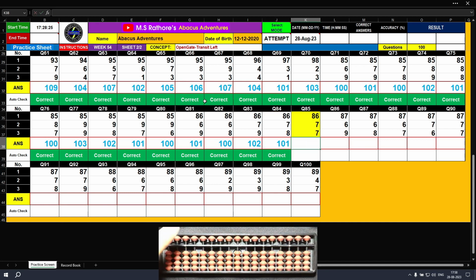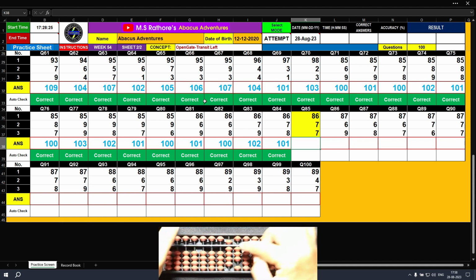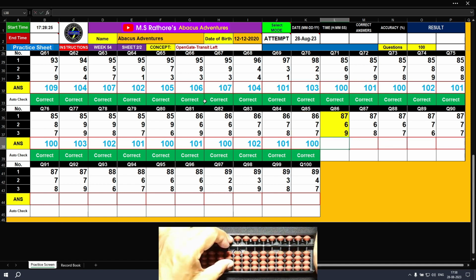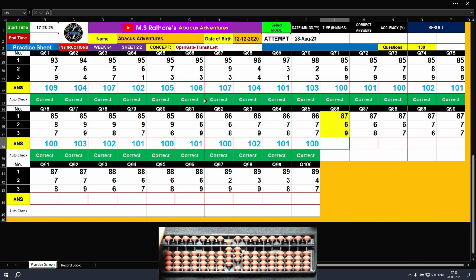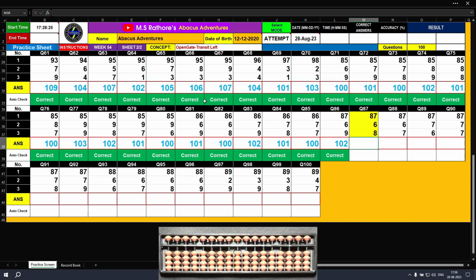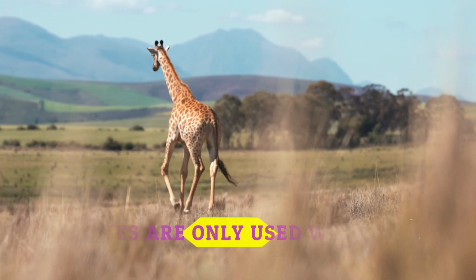Question number 85. Plus 80 plus 6 plus 7 combination. Plus 7 again, big friends. And the answer is 100. Question number 86. Plus 80 plus 7 plus 6 combination. Plus 9, big friends. The answer is 102. The transit to hundreds rod happens only with the big friends and the combination formulae.